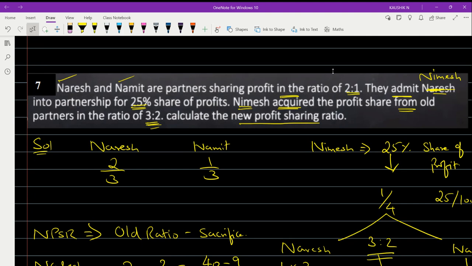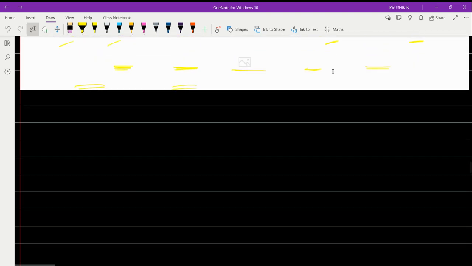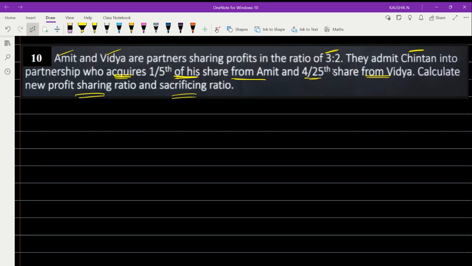Now shall we go for problem number 10? I think with the 10th problem we can stop for the day. Now look at the question. The two partners, who are the two partners? Amit and Vidya.